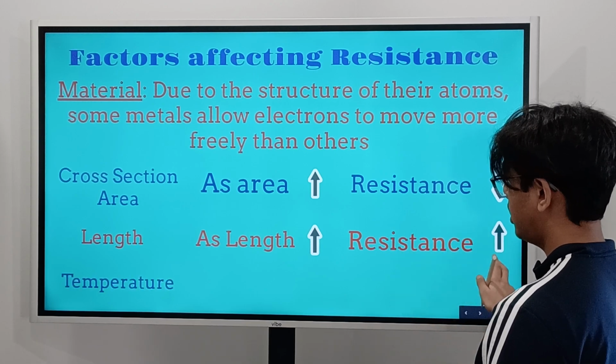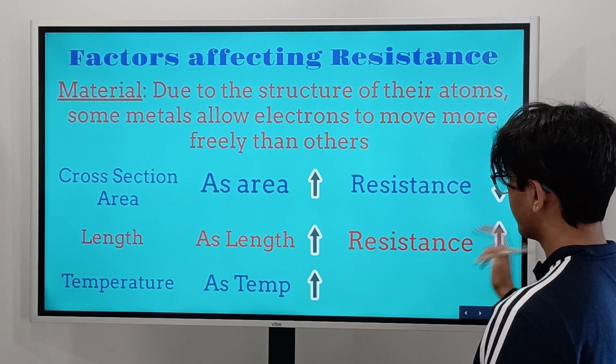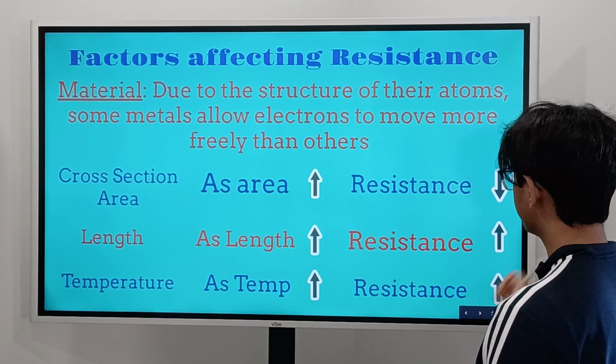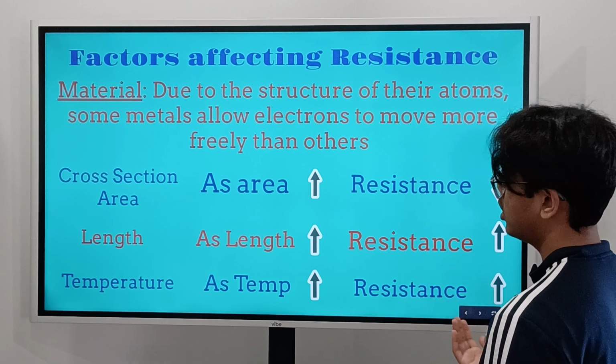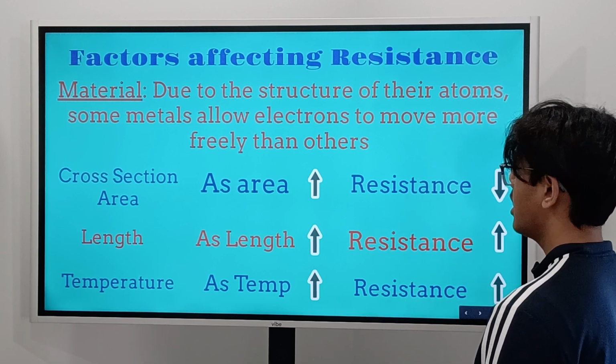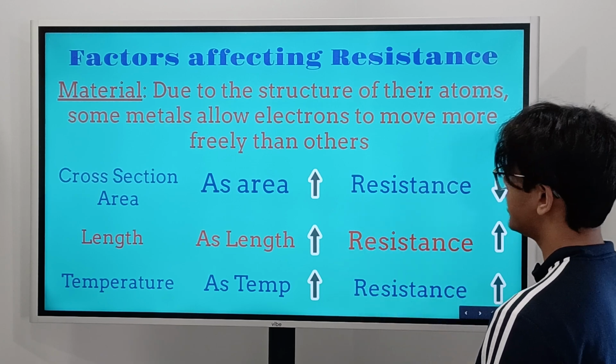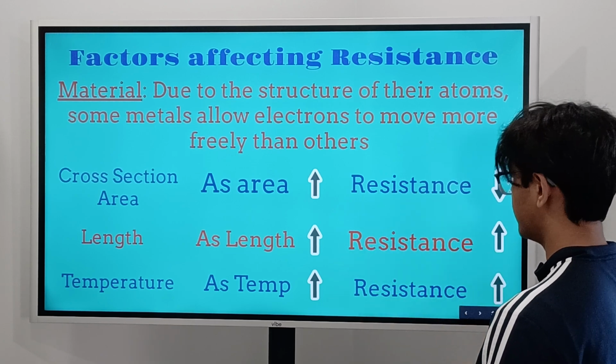Now let's talk about temperature. As the temperature goes up, resistance will also go up. These are just 4 factors that affect resistance, and there are many more different factors that also affect resistance, but we just went over the 4 main ones.